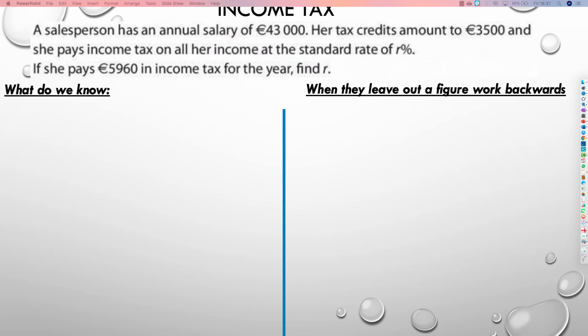Right. A salesperson has an annual salary of 43,000. Her tax credits amount to 3,500, and she pays all of her income tax at the standard rate of R%. If she pays €5,960 in income tax for the year, find R. Now, another name for income tax is tax paid. That's important. Another name for income tax is tax paid.